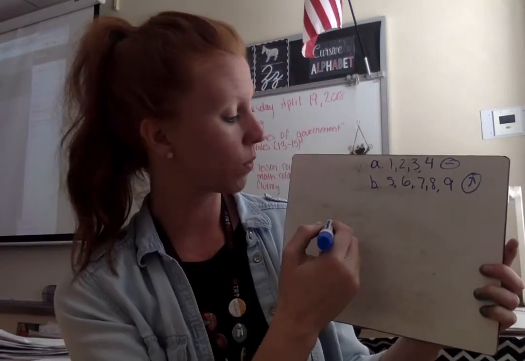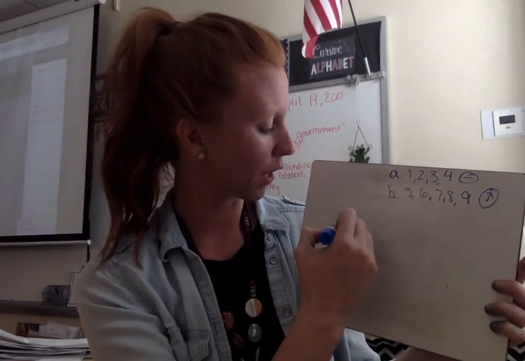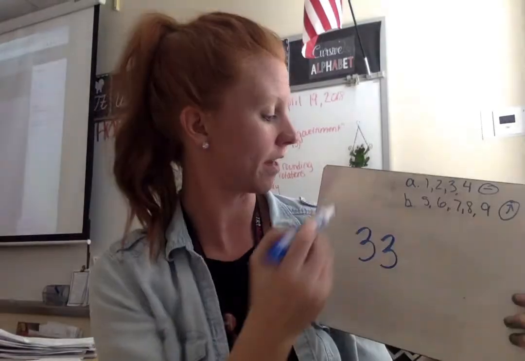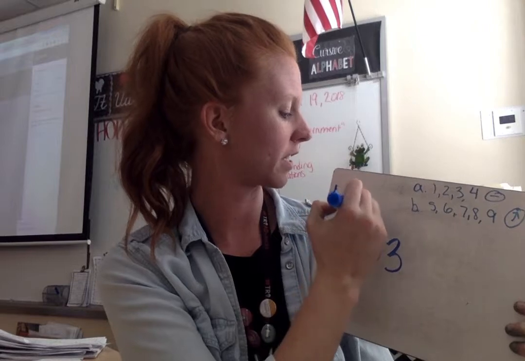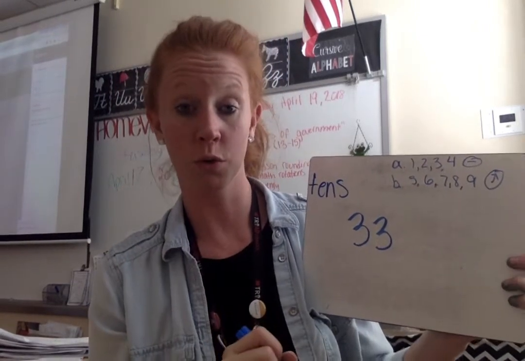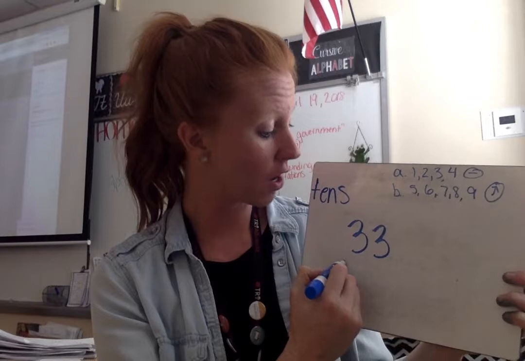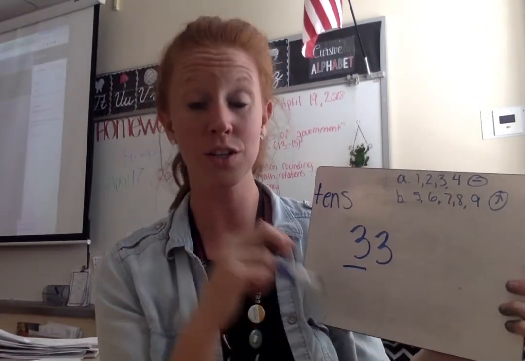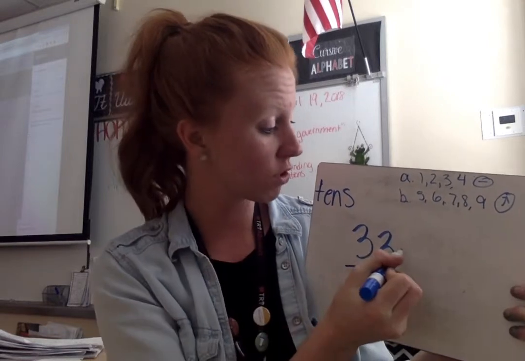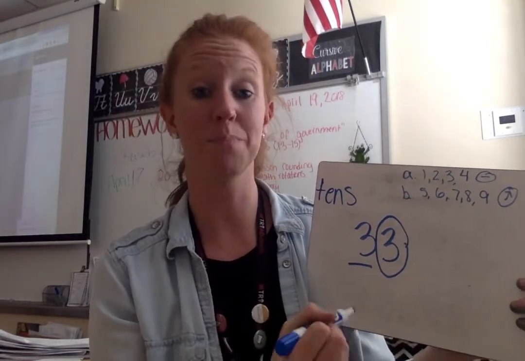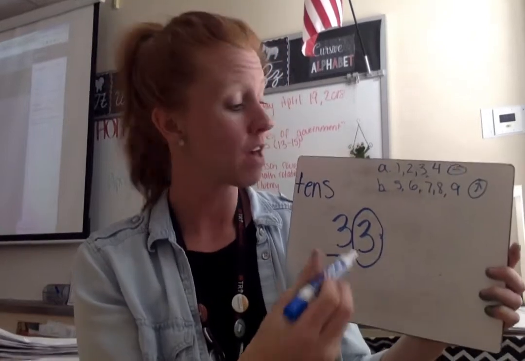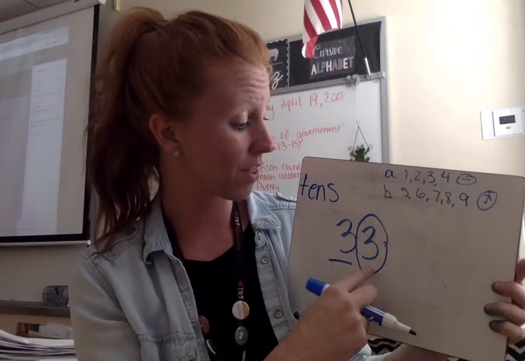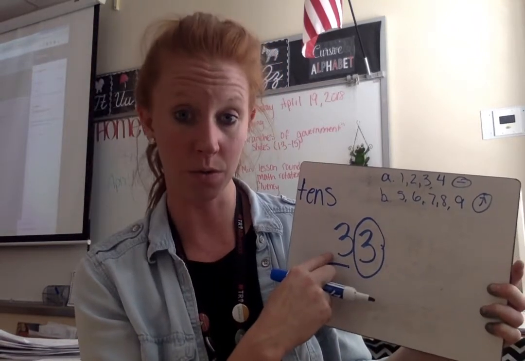Say, for example, we have the number 33, and we want to round this to the nearest tens. First thing you do when you're rounding to the nearest tens, underline the number you're rounding to. I'm underlining the tens place because I'm rounding to the tens place. Second thing you do, circle the number behind it. The number behind the tens place is going to be your boss. The 3 is going to boss this 3 around.